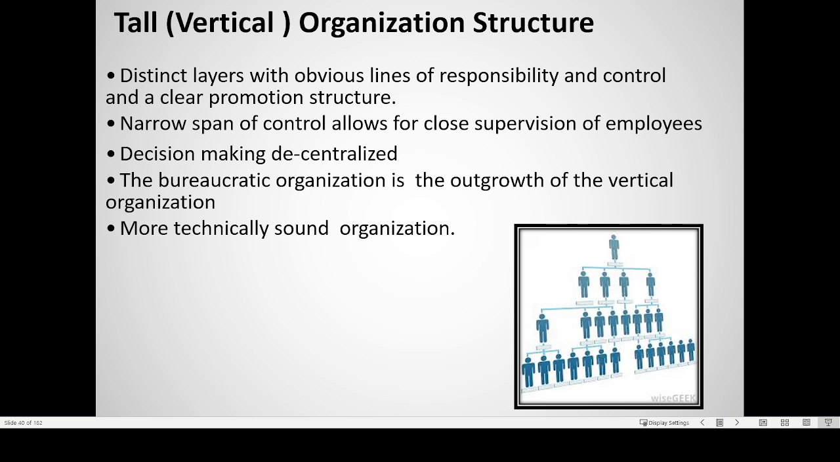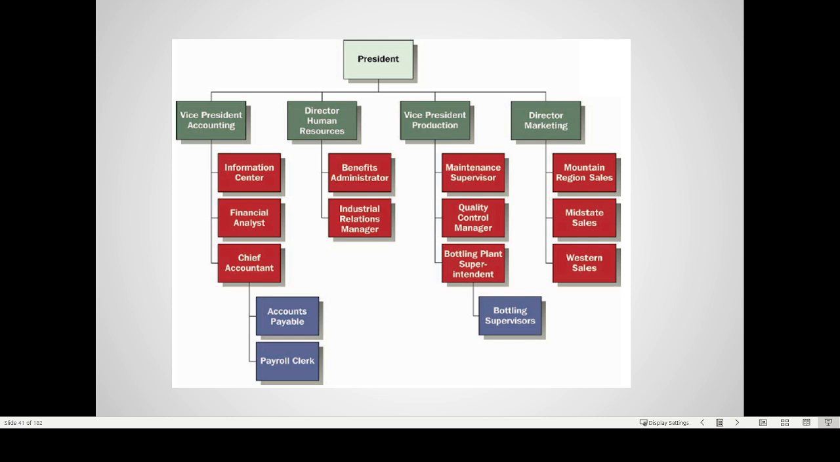Usually the tall or vertical organization chart is more sound for big organizations where you need more managers, directors and supervisors. It is not practical for small organizations. Please have a look at this organization. While looking at it, imagine why we have bureaucracy, why we have multiple layers, and what the span of control is.